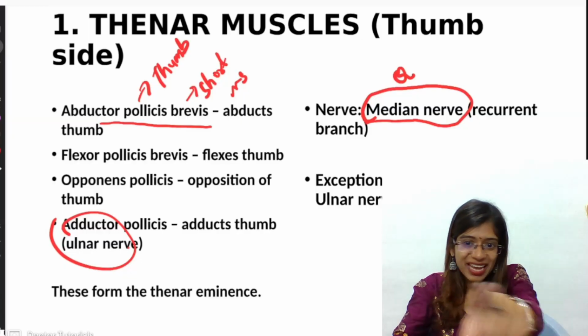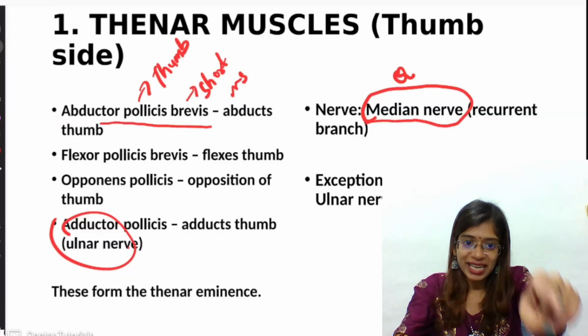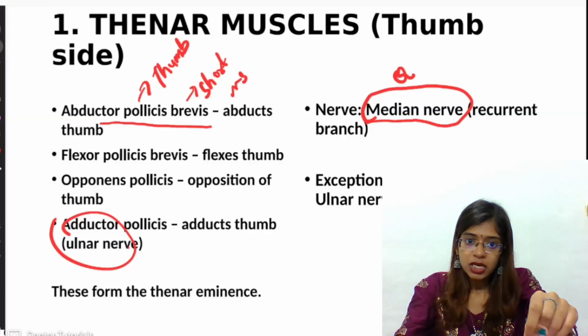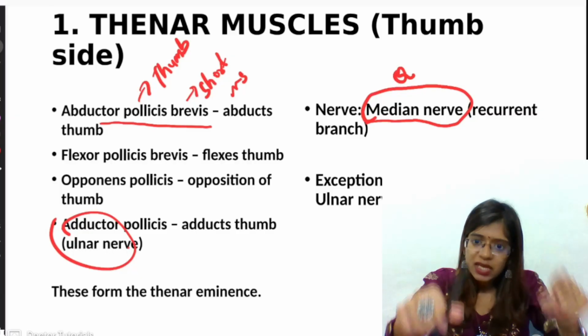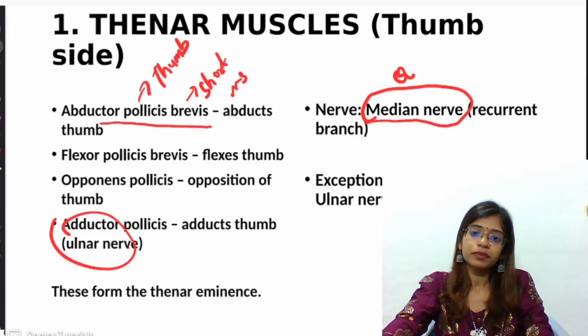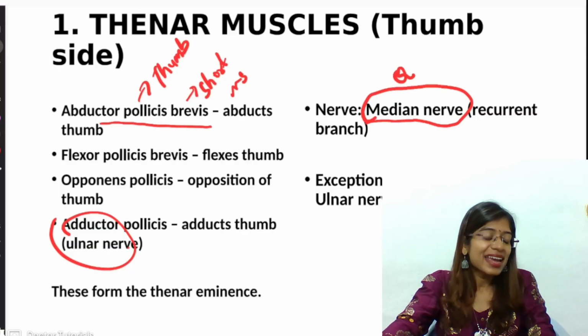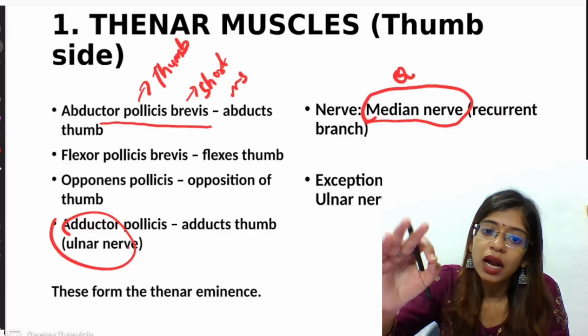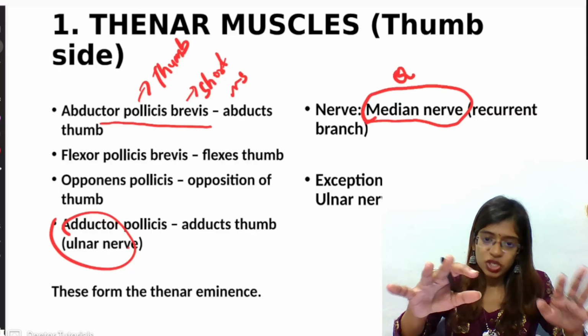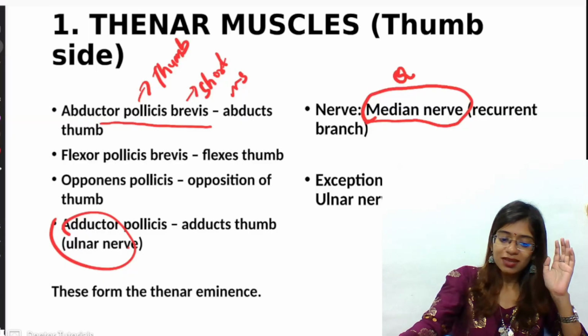You will know the names. If they ask about thenar muscles, you will write these names and you will write the actions of these muscles. Then you will write all these muscles are supplied by the median nerve except adductor pollicis, which is supplied by the ulnar nerve. Okay, so just take a 30 second break and go through the thenar muscles.